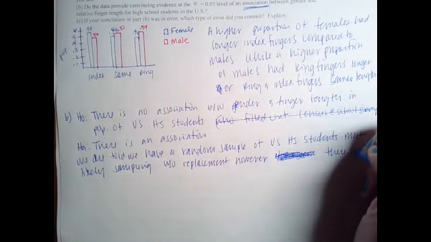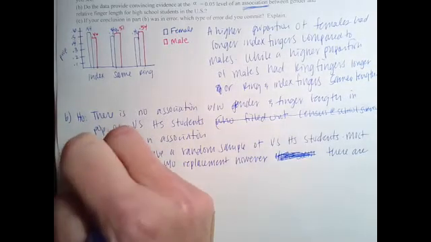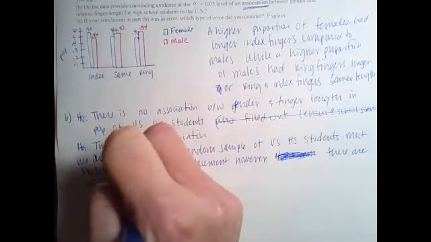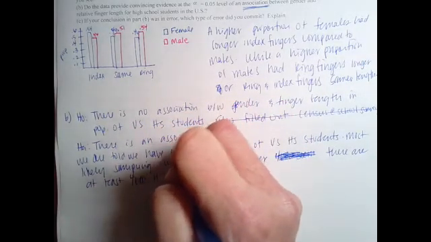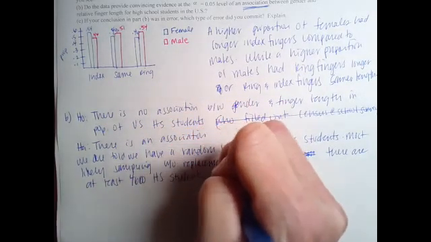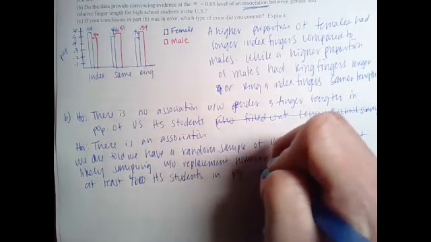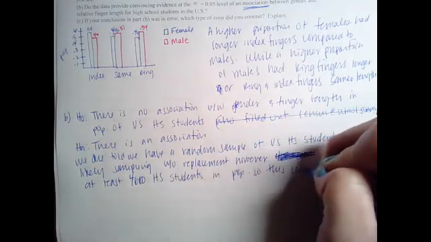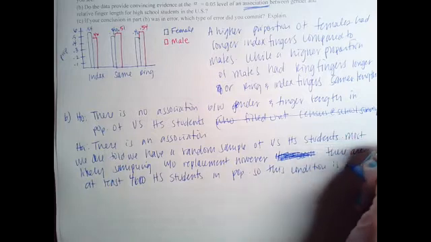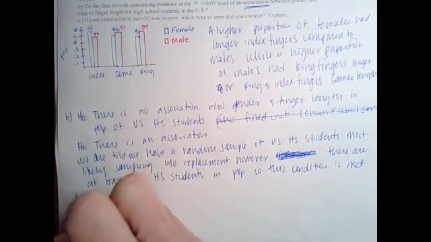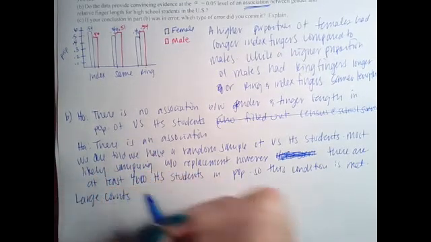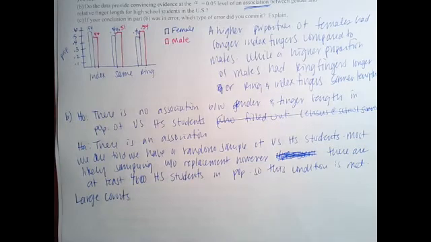There are at least 4,600 high school students in the population, so this condition is met. Okay, so then the expected counts. So we want all the expected counts to be at least 5.